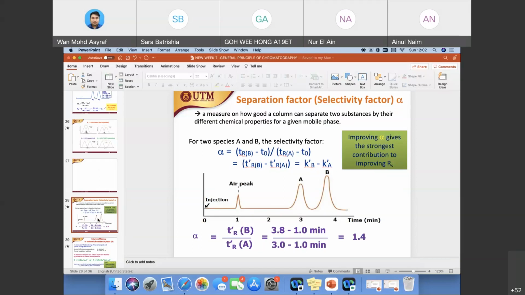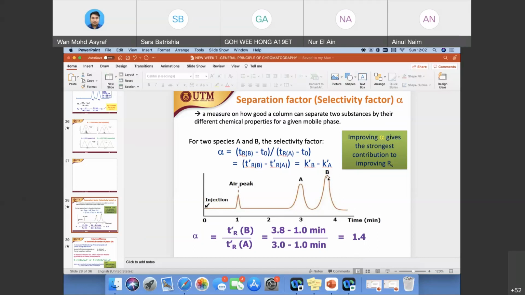So when you want to measure the separation factor, it is by this formula. The retention time of B minus the dead time divided by the retention time of A minus the dead time. So you've got about 1.4 here for this example. The dead volume is at 1. The first peak A is at 3. The width is 3.